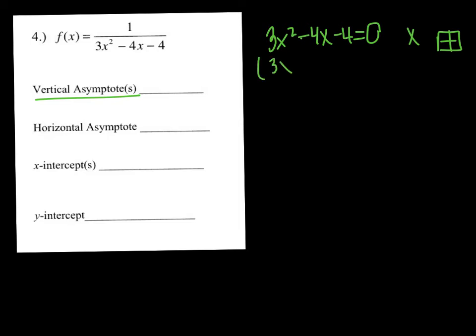it will be 3x and x, since that's the only way to multiply to get you 3x squared. And then what multiplies to get you 4 is 2 and 2. 3 times 2 will be negative 6. 2 times x will be positive 2. And that will be factored. So we have negative 2/3 and positive 2. So vertical asymptotes at those two values.